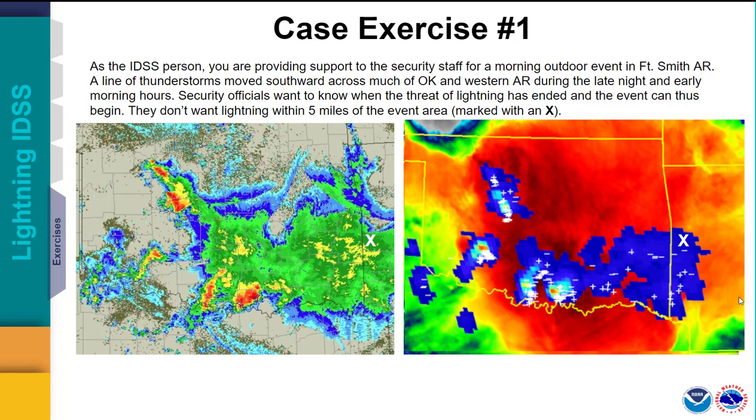As the IDSS person, you're providing support to the security staff for a morning outdoor event in Fort Smith. They are reporting occasional lightning flashes and rumbles of thunder and want to know when the threat of lightning will end within 5 miles of the event area, which is marked with an X on the images. Think about what you would brief them at this point.